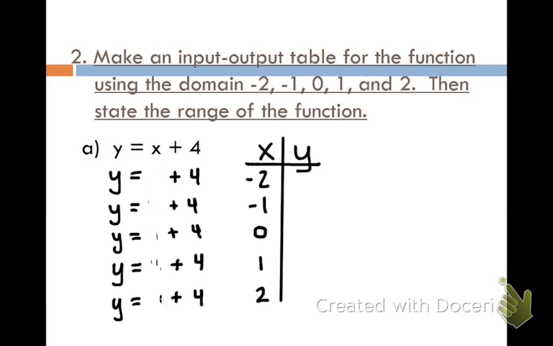I am putting it into my equation. So over here on the left where I would have had my x's, I'm going to erase the x, and I'm going to put in a negative 2. The next one I'm going to put in a negative 1. Kayla, what will I put in for my next one? 0. Tati? 1 and 2.